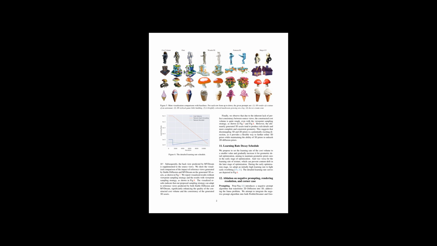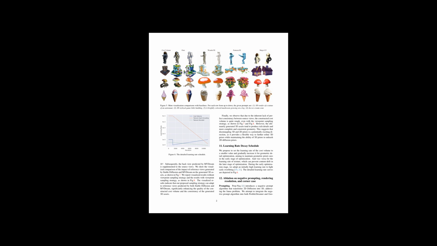It details how learning rates are scheduled differently for cost volume and texture in the 3D model construction process, with an emphasis on maintaining geometric cues early on and preventing content drift later in the optimization stage. As depicted in Figure 6, a strategy to improve 3D rendering quality by incorporating viewpoint sampling is introduced.